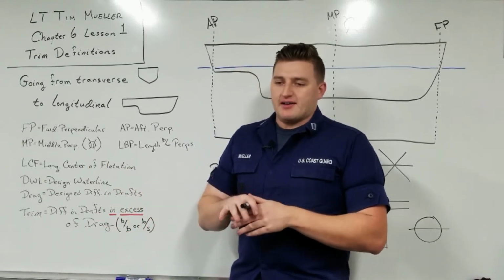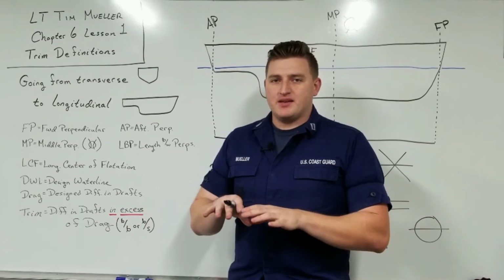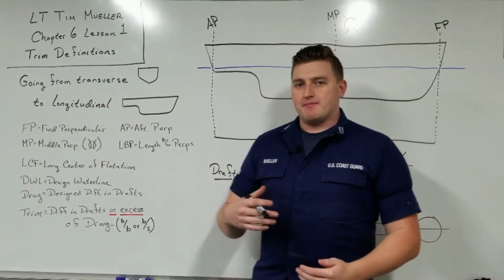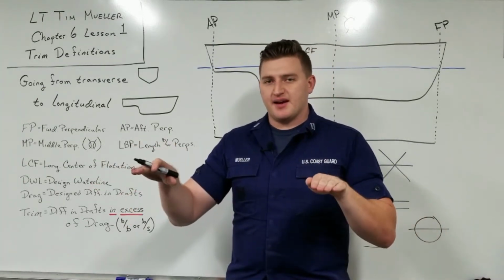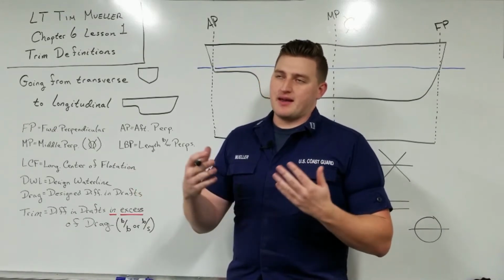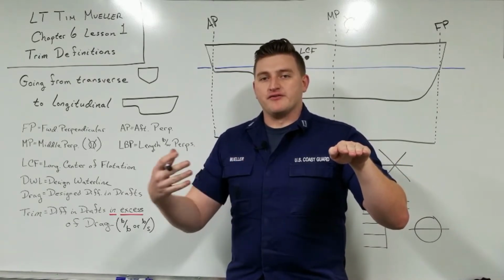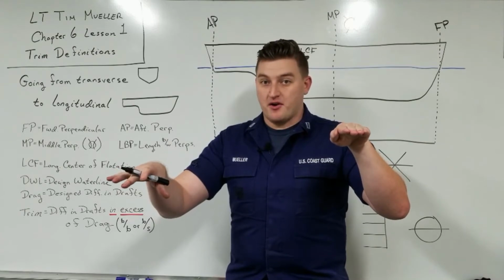So if we say that a ship has 1 foot of drag by the stern or by the bow, it means that if we have drag by the stern, the ship is designed to have the stern 1 foot deeper than the bow. So for example, if we had a forward draft of 10 feet and 1 foot of drag, we would have 10 feet forward and 11 feet by the stern.